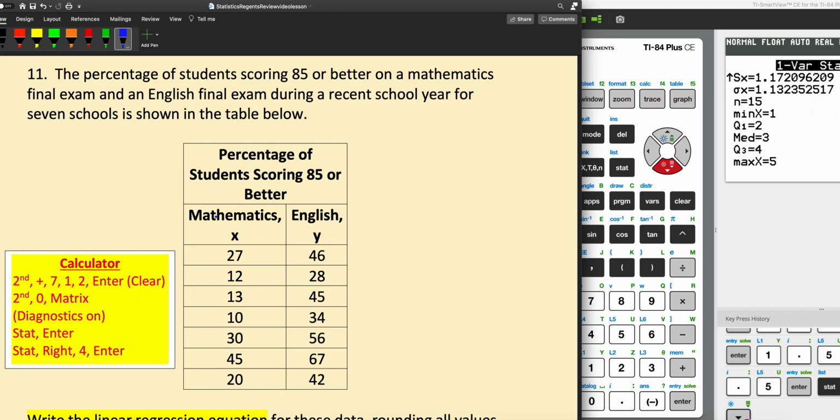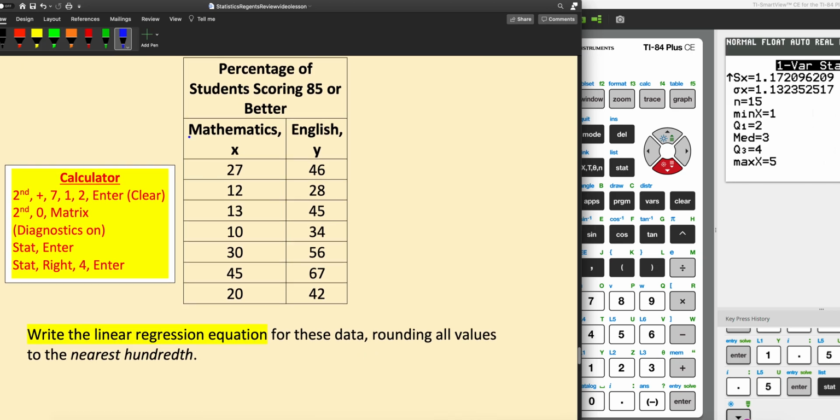Okay, guys, I have to be honest. Out of all the statistics questions on a Regents exam, this is my favorite. The reason why? Because this is a part 3 worth 4 points, and it's super easy. It says the percentage of students scoring 85 or better on a mathematics final exam and an English final exam during a recent school year for 7 schools is shown in the table below.